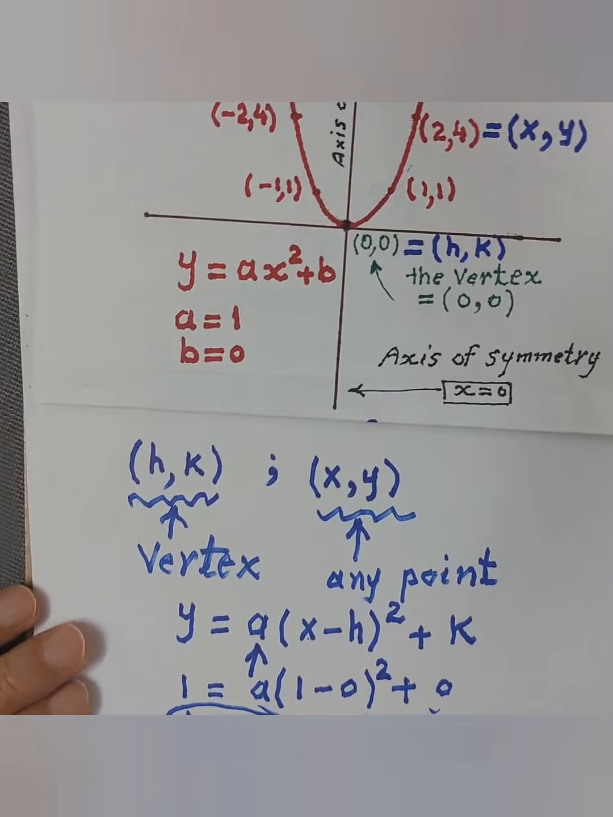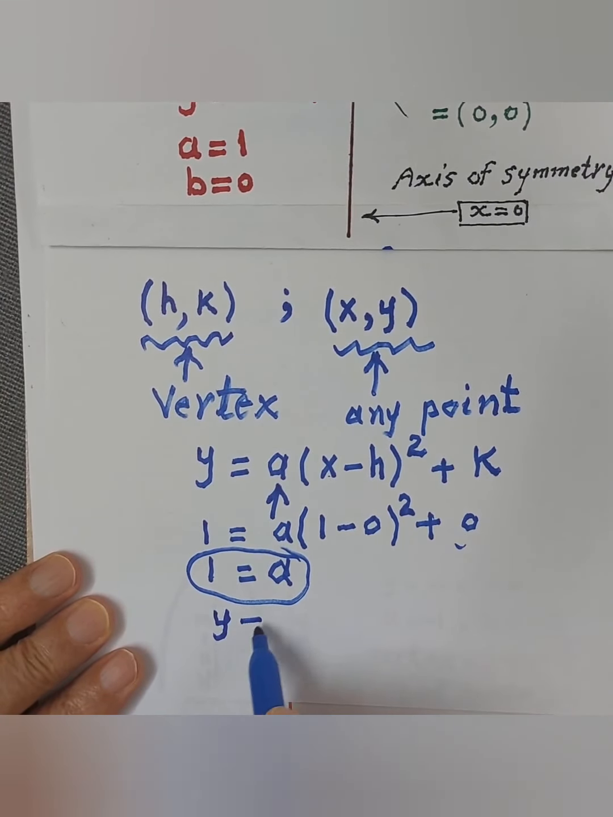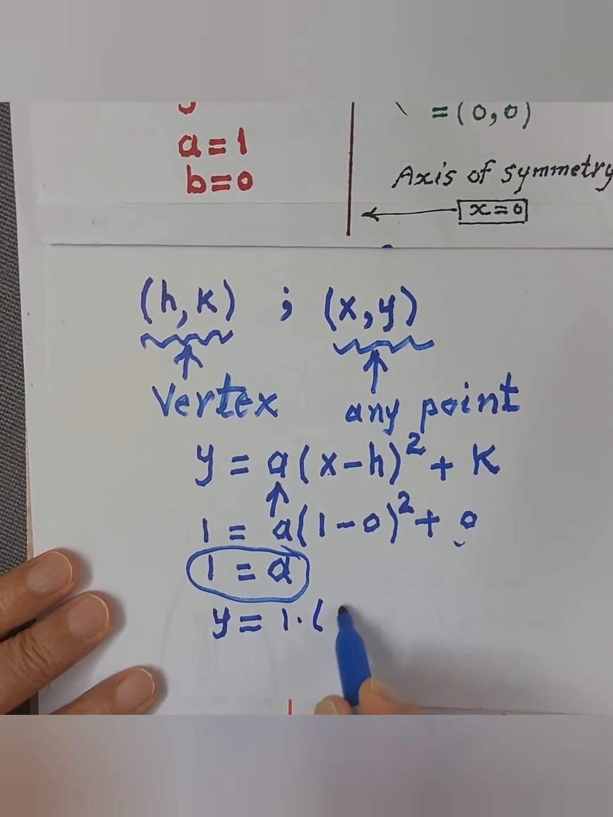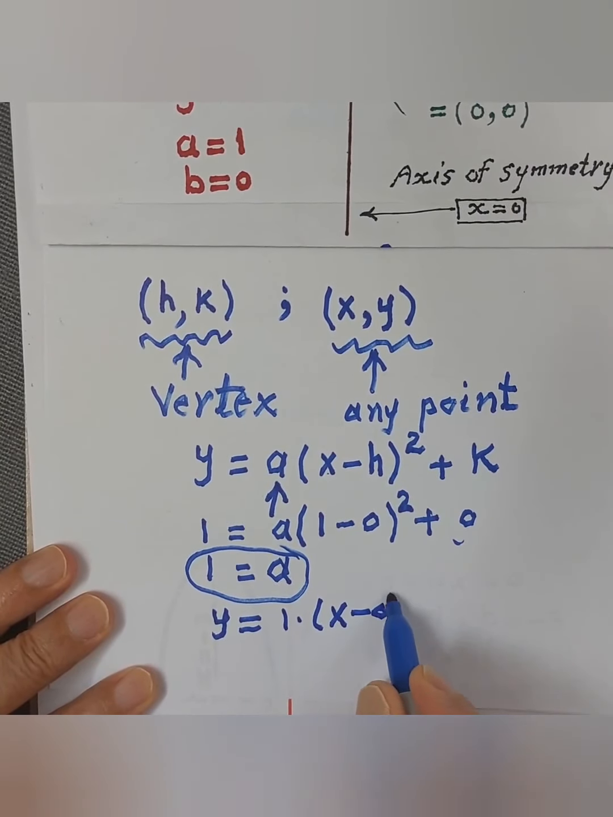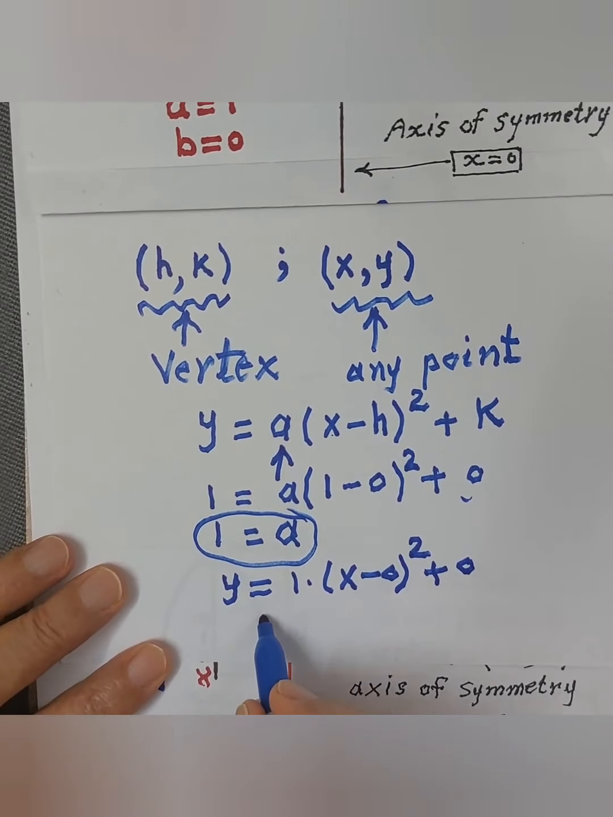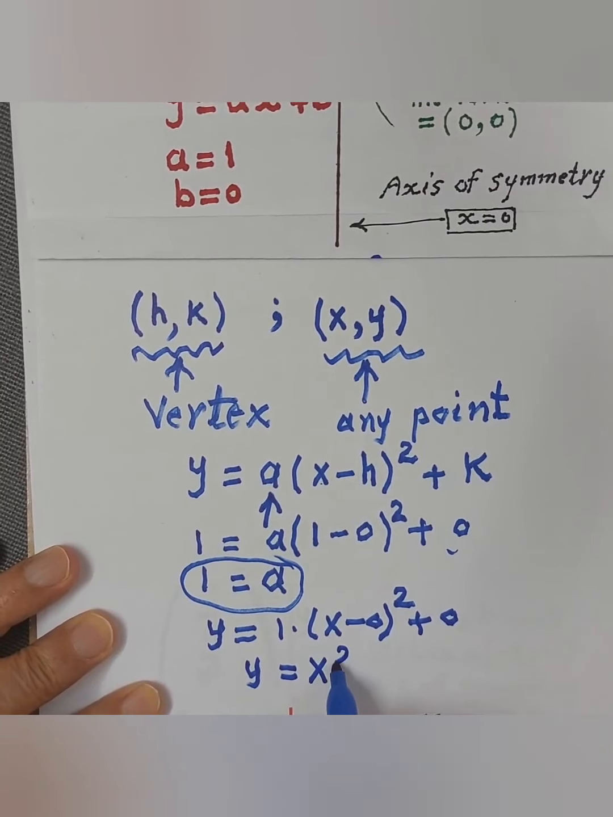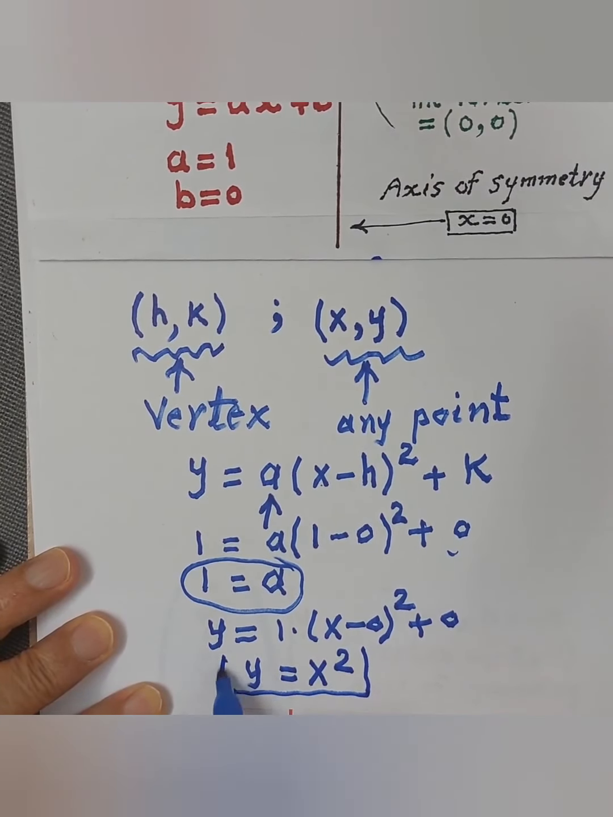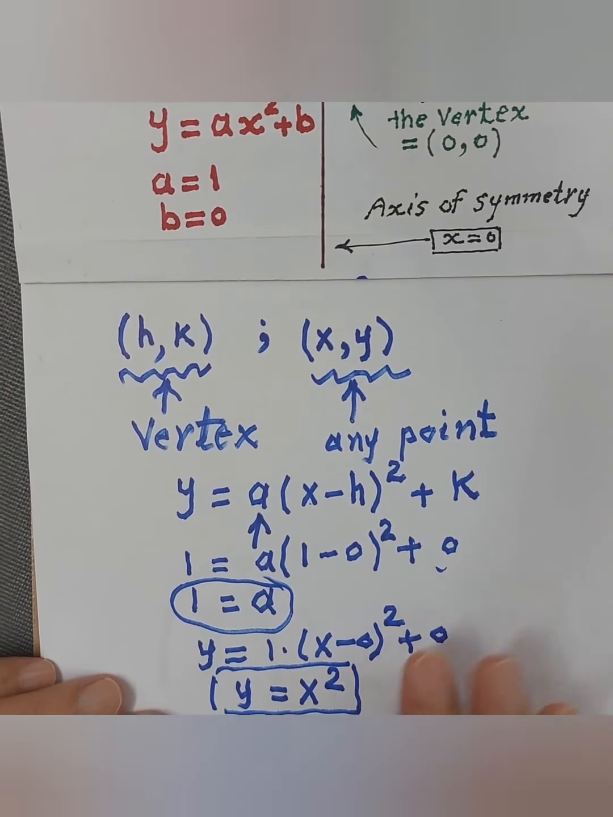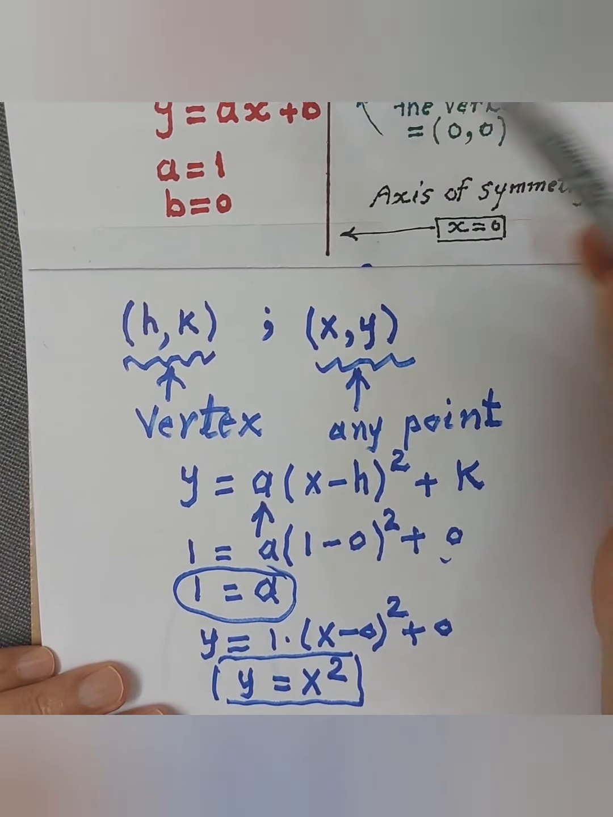As we got A, so we got the general equation for the graph here is equal 1 times x minus 0 squared plus 0. That means y is equal x squared. This is the simplest form of the equation of parabola, which refers to the parabola whose vertex is on the origin point here.